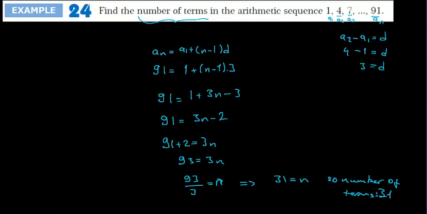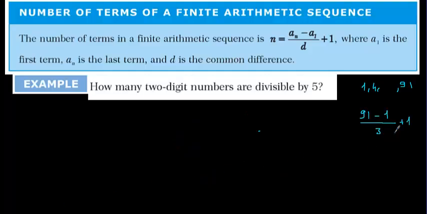Yes, the common difference is 3. I checked the common difference, so 91 minus 1 is equal to 90 over 3 plus 1, which is equal to 30 plus 1, and that's equal to 31. So I applied the formula to the previous question, and I found that it's true.